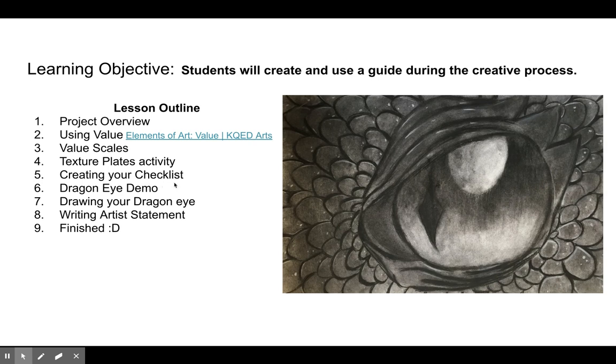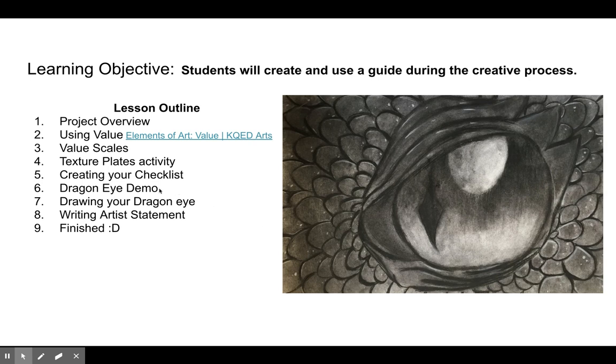Then I'm going to help you create your checklist or your guide. Like I said, the objective is that you're going to use a guide and you're also going to be the person creating it. So we're going to talk about what needs to be on that checklist, and you're going to talk about what you specifically want on it. You're going to use that checklist to make sure your artwork is as good as you can get it and meets the requirements for this project, which is mainly going to have to do with different values, so dark and light areas of the artwork.